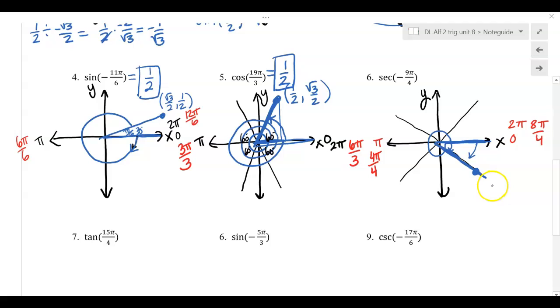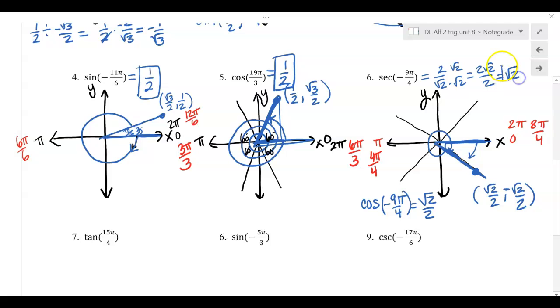And then for pi over 4, I have memorized that the coordinates there are rad 2 over 2. And being in this quadrant, that would be a positive x value and a negative y value. Okay. Secant is the reciprocal of cosine. So I'm going to remind myself what the answer would be if I was looking for the cosine. It would be rad 2 over 2. And I'm going to use the reciprocal of that for my secant and rationalize if I have to.